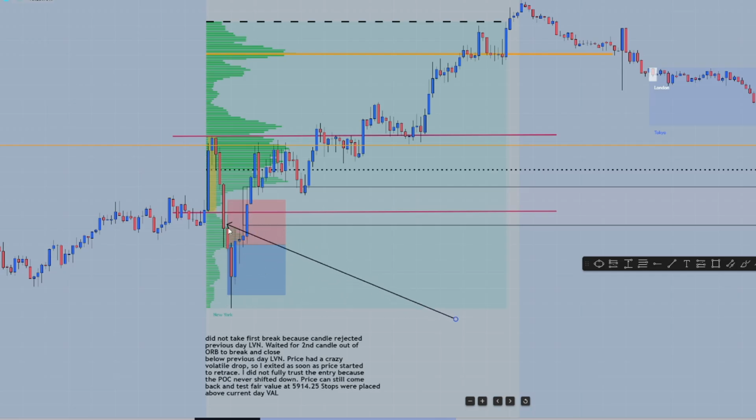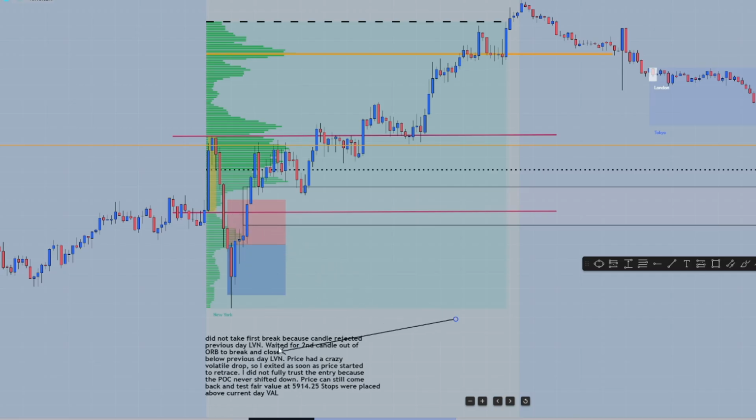So as you can see with this candle here, there is a LVN right here. So price did reject that area. So I felt like, okay, that's not a clean break of the ORB. And also with my personal rules for my ORB strategy, I wouldn't have even taken this trade anyway because I need my ORB candles to close with 75% of the candle closing outside of the ORB range. So I wouldn't have taken this trade anyway.